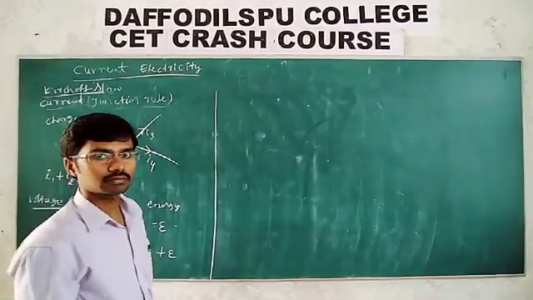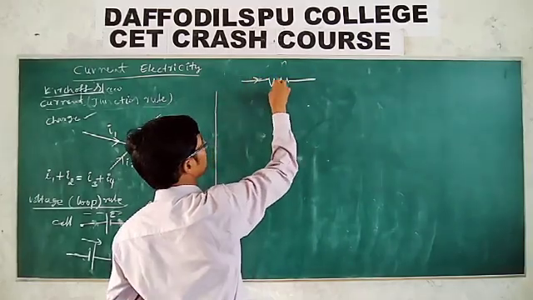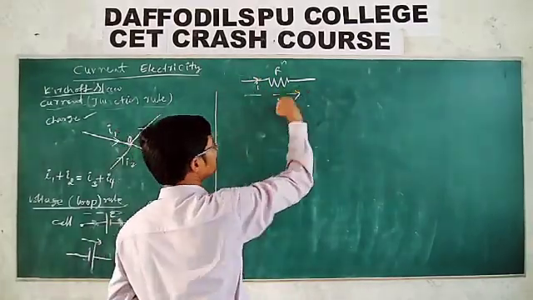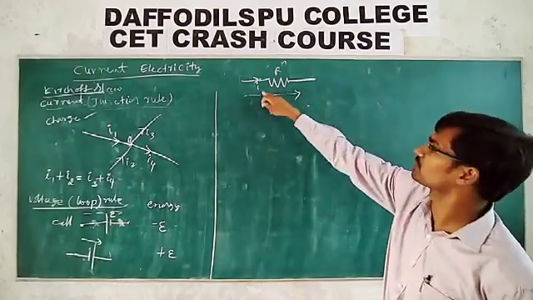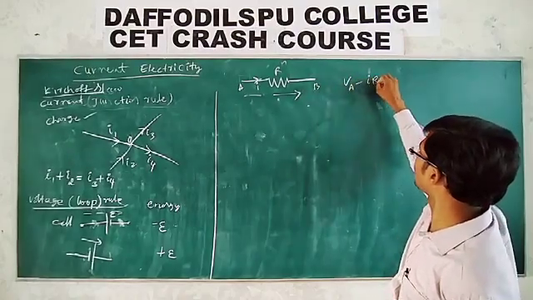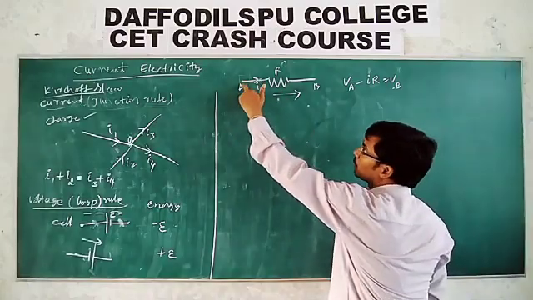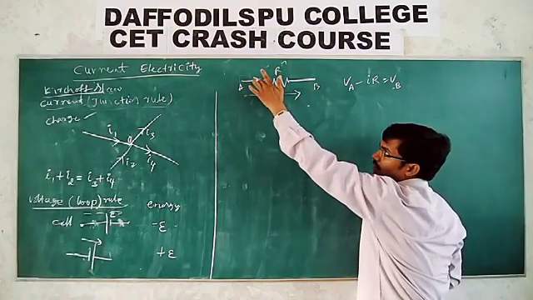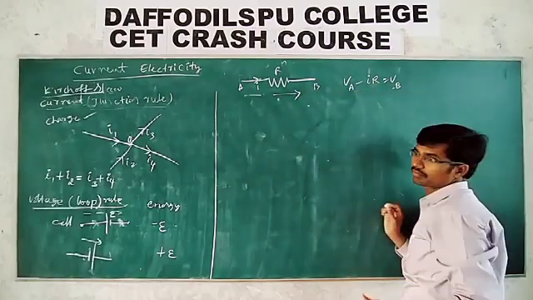Similarly, for a resistor, if the current is flowing in direction I and you are measuring in the direction of the current, then the potential difference across these ends can be taken as VA minus IR is equal to V. Here A is at a higher potential than B, and the direction of measurement and the flow of current are the same. Therefore, the potential difference is minus IR.